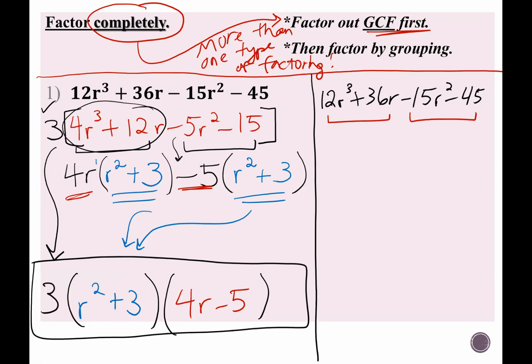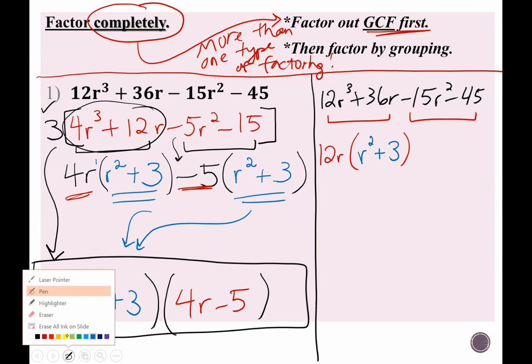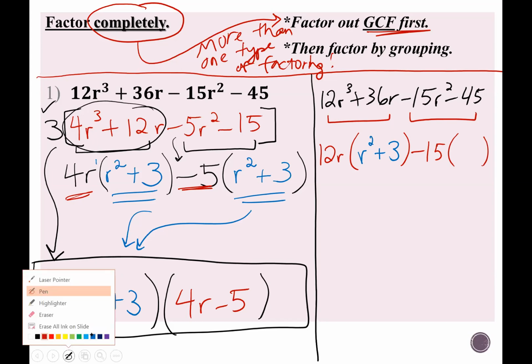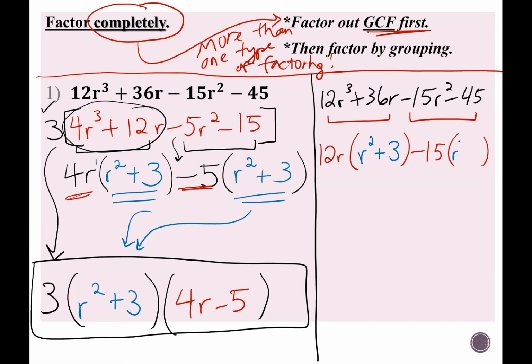Okay, so here we are. We now know the GCF is 12r. And what's left over is, let's see, r squared plus 36 divided by 12 is 3. Next group, minus 15r squared minus 45. Okay, 15 does go into 45, so I would take out a 15 and I can see it's negative, so I'm going to write minus 15. And then we're left with r squared. Negative divided by negative is positive, and there's that 3. So you can see we still have the r squared plus 3.